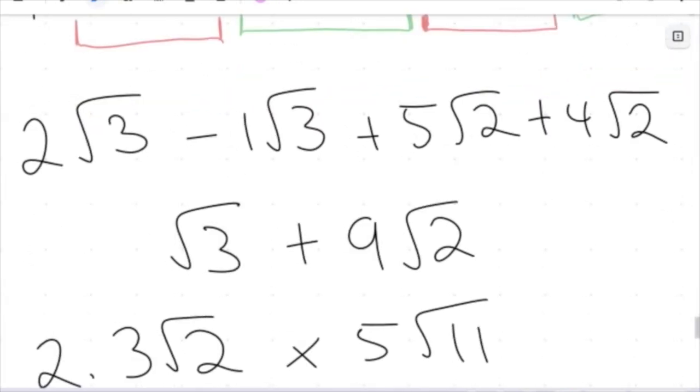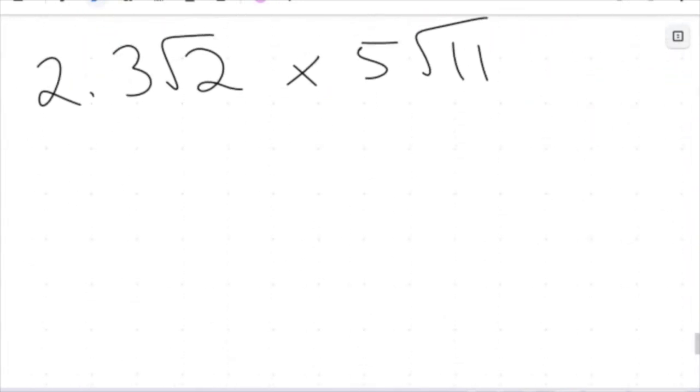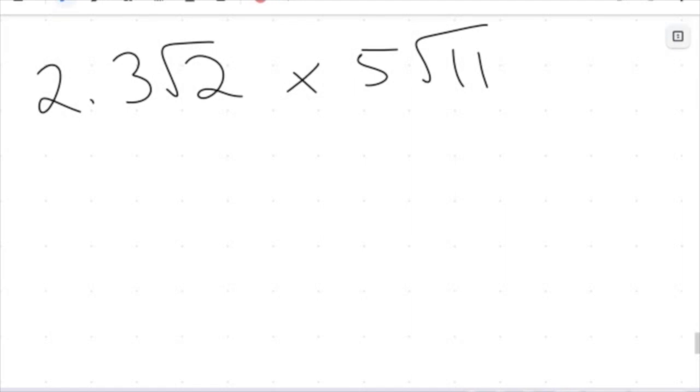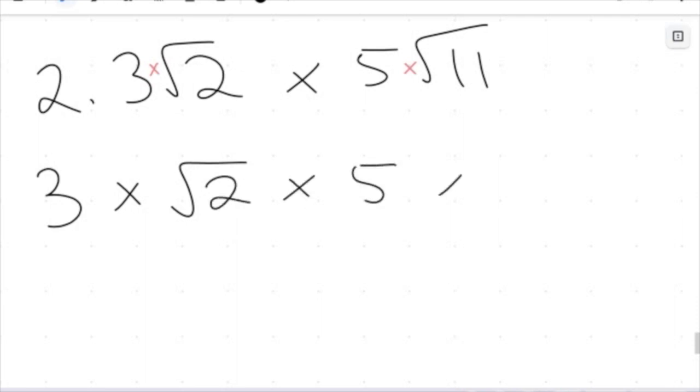Now in this next question, we are required to multiply these 2 surds together. I'm going to take a second to rewrite this, because remember, when I write, for example, 3 root 2, what's implied here is 3 multiplied by root 2. In the same way here we have 5 multiplied by root 11. So I'm going to say this is the same as 3 times root 2 times 5 times root 11.